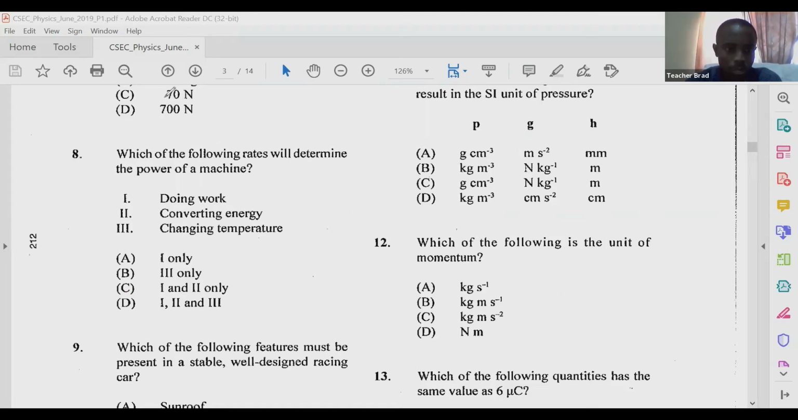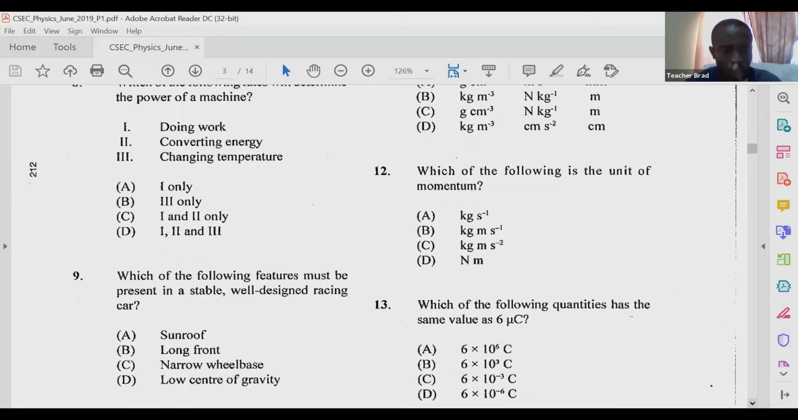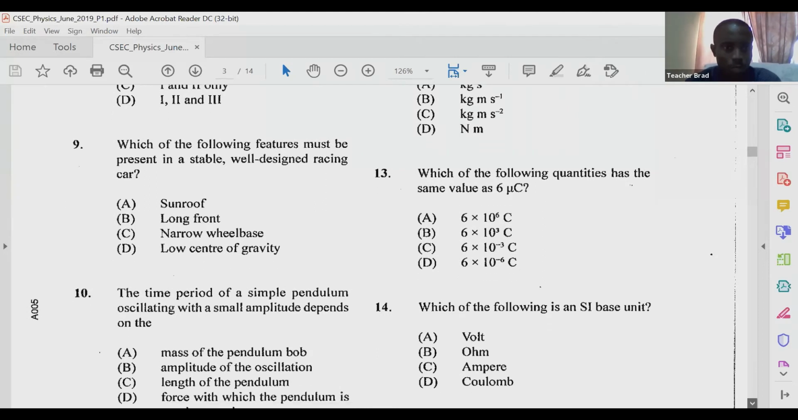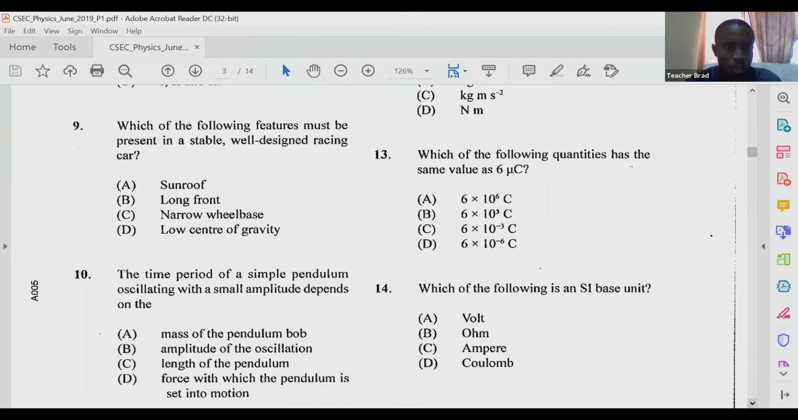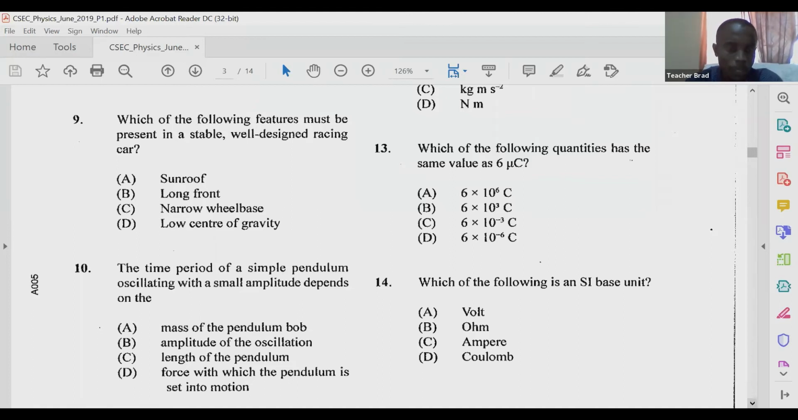All right, we then move to question number 9. Which of the following features must be present in a stable, well-designed racing car? All right, so stability has to do with the center of gravity of the object, and pretty much how the mass is spread out over the object and where the center of gravity is positioned on the object. And so sunroof has nothing to do with stability.